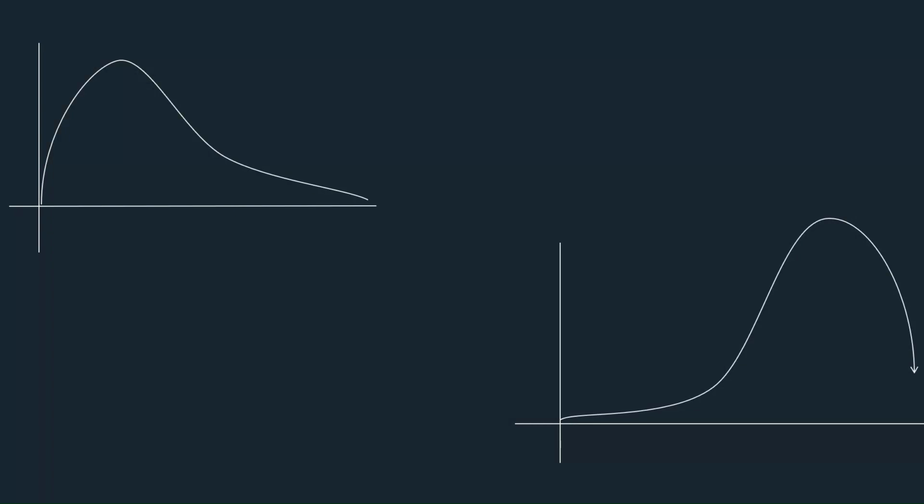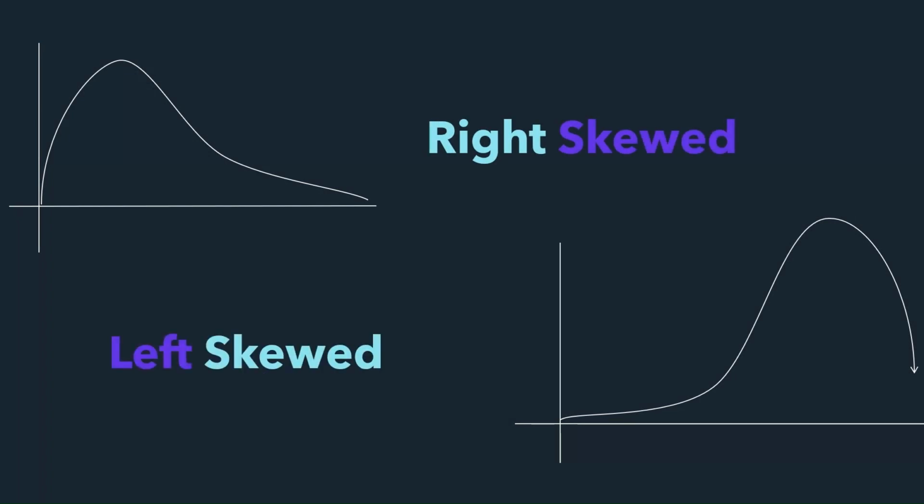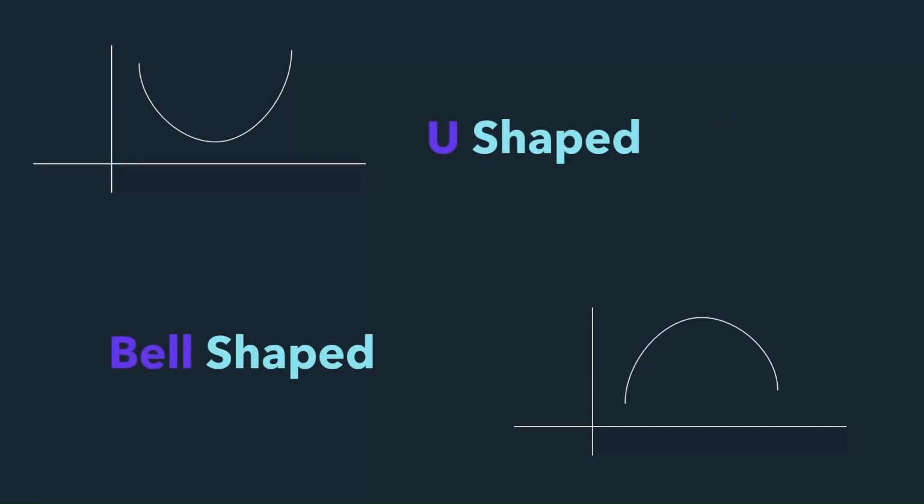If the graph is more towards the right, we'll call it right skewed. And if it is more towards the left, we'll call it left skewed. Well, we'll understand the use of these graphs later on. For now, just understand what you call these graphs. So the first graph will be my right skewed and the second graph will be my left skewed. Now let's take a look at these two graphs as well. Over here, the first graph looks like a U, so I will call it U-shaped. The second is like a bell, so I will call it bell-shaped.